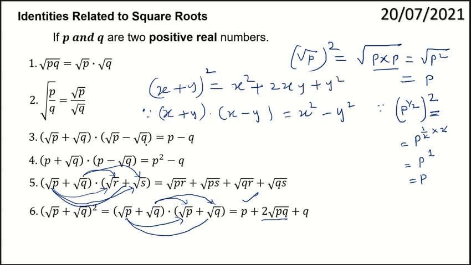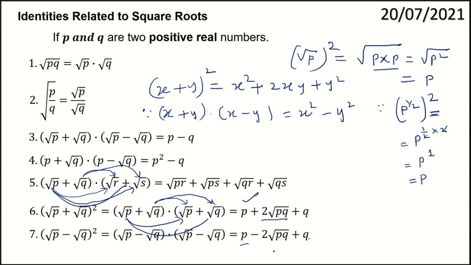So, from that identity also we can find root p plus root q whole square, where x is root p, y is root q. Then the x minus y whole square identity will give you root p minus root q whole square, which is p minus 2 times root pq plus q. Okay, these identities will help you a lot. Then moving on to solving questions based on these identities.